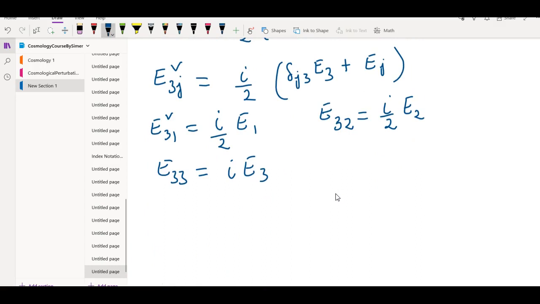Yeah, and because of the symmetric nature, this is same as E23, and this is same as E13.